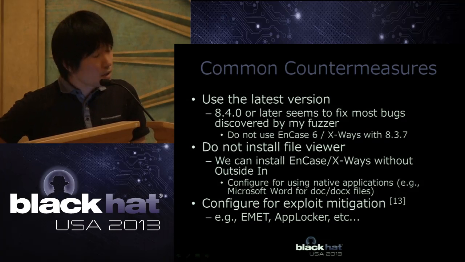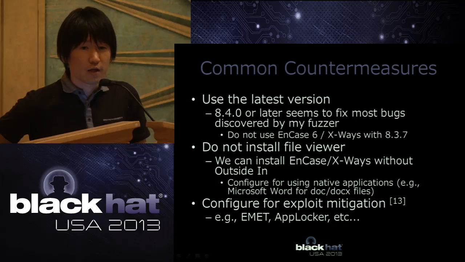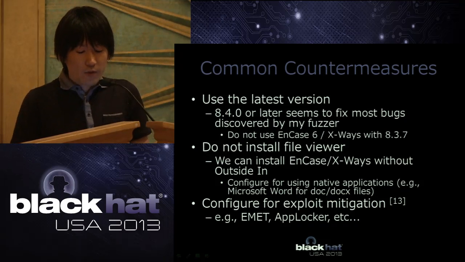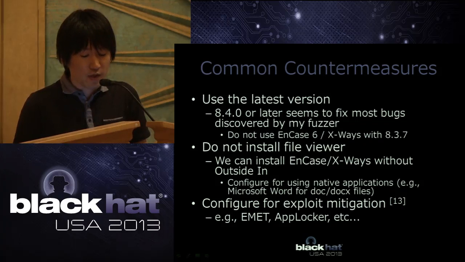As common countermeasures, I recommend using the latest version of Outside In. Because 8.4.0 or later probably seems to fix all bugs except the infinite loop DoS bug discovered by my fuzzer. If you want to use EnCase 6, you can choose an installation without file viewer. Instead, configure for using native applications. For example, set Microsoft Word for viewing doc and docx files. Last but not least, configuration of exploit mitigation like EMET and AppLocker is also effective.